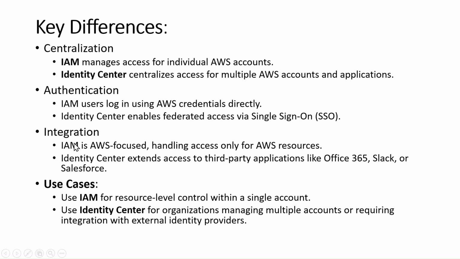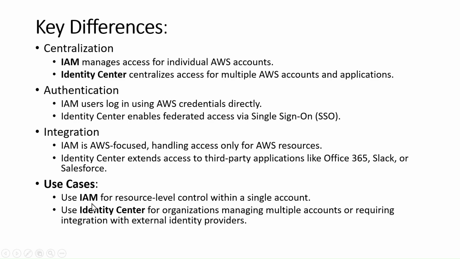Okay, so next is integration. IAM is focused on handling the access only for AWS resources, as I just mentioned. When it comes to Identity Center, it extends access to third-party applications like Office 365, Slack, Salesforce or Jira. Any third-party applications you can integrate. So these can be used in an organization, or in simple setups or startups.